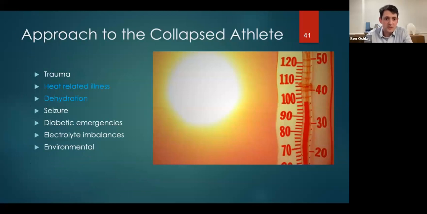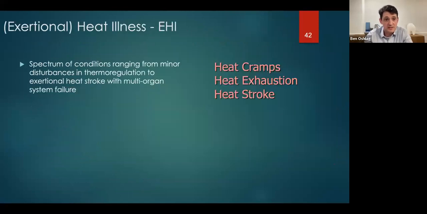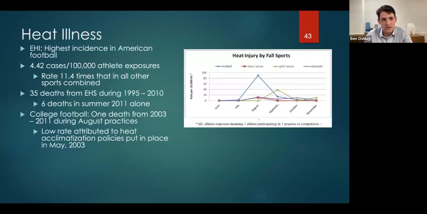Next, we're going to talk some about heat-related illness and dehydration. This is something very common, especially this time of year. Heat illness is really a broad spectrum of conditions. You can have minor disturbances in just your ability to regulate yourself, to everything up to heat stroke with multi-organ system failure and everything in between.